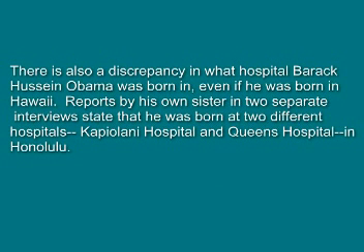There is also a discrepancy as to which hospital Barack Hussein Obama was born in. Even if he was born in Hawaii, reports by his own sister in two separate interviews state that he was born at two different hospitals in Honolulu. This is an example of what a long form looks like from the state of Hawaii. Once again, if you'll notice, it has more information than what is on the short form, i.e., parental status, witnesses to the birth, which is not available in the certification of live birth, which are two different documents. One is a legal document, one is not. Okay? So there we go.